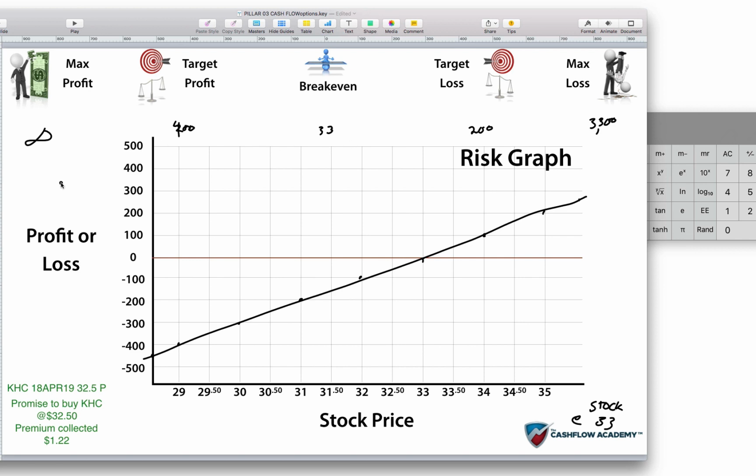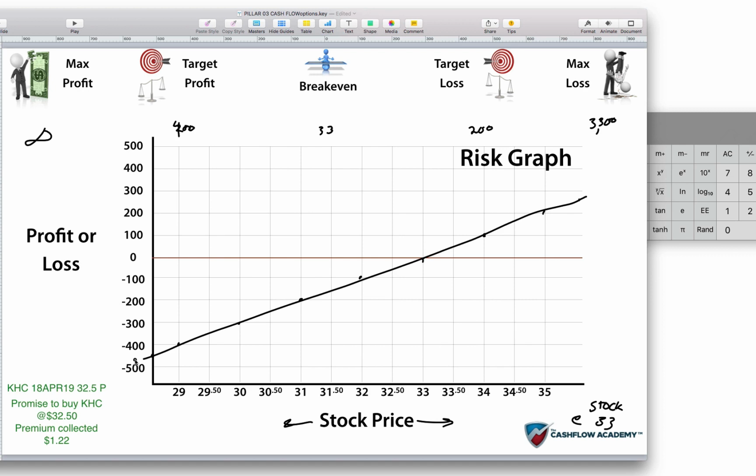Maybe it's something like that. So every single stock that we buy, we should have a risk graph in mind. We should be able to see the correlation between if the stock goes up in price, how much money we make, and if the stock goes down in price, how much money we lose. And that we should be able to do that on paper.